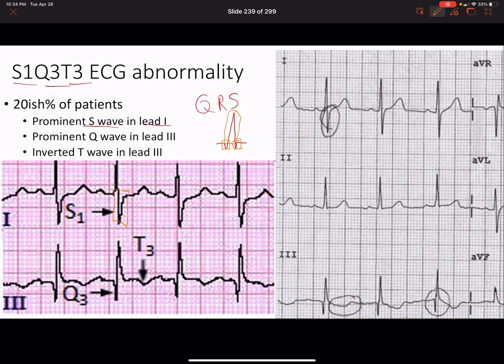Q3 is going to be very prominent in lead 3. That's a lot more than this tiny little dip should be. And then the T wave is also going to be inverted. It should go the other way around for lead 3. So again, not everybody, but 20% of people. So that can be a useful diagnostic feature.